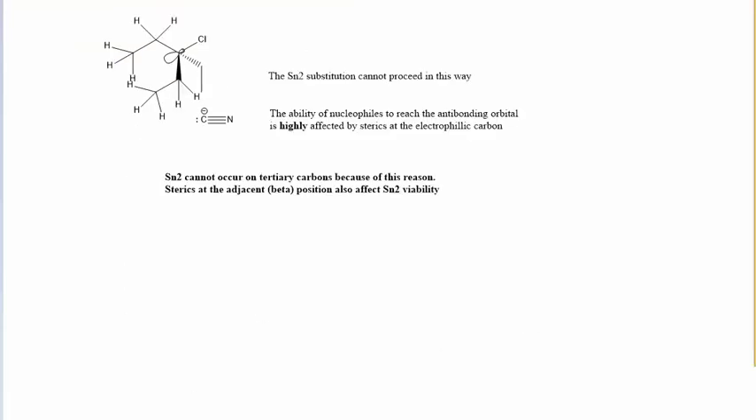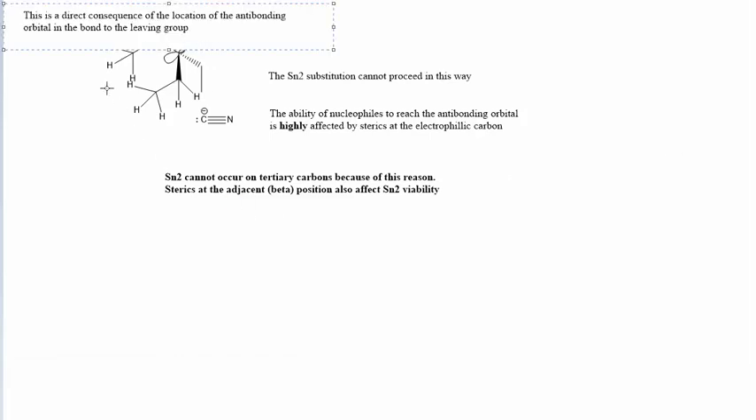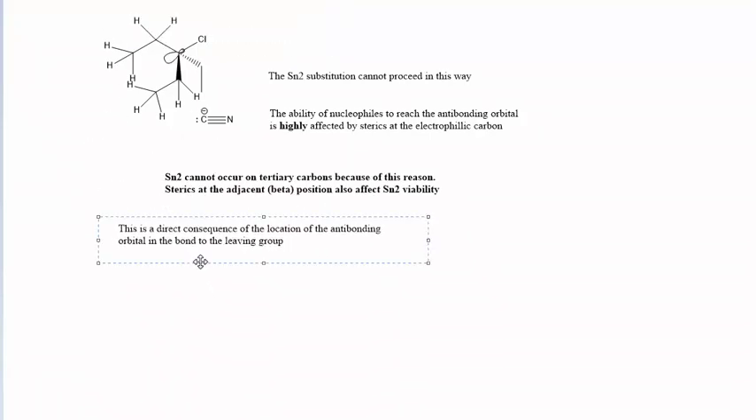Okay, and just like I said last time, I'd like to note that the reason you cannot do an Sn2 mechanism on a tertiary carbon comes directly from this idea of bonding and antibonding and donation into the antibonding orbitals. So it's critical that you understand this bonding theory to get a real good grasp of what's happening in this class. Okay, so let's take a look at an actual reaction.